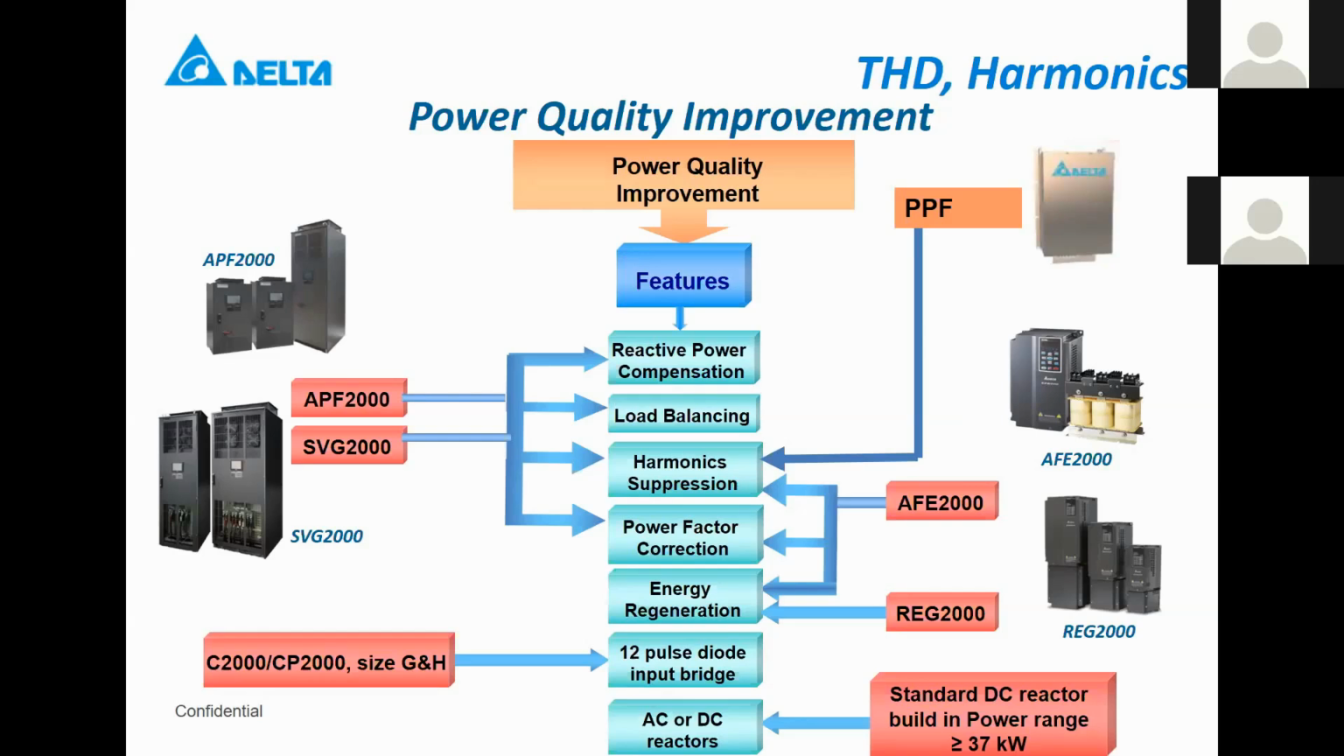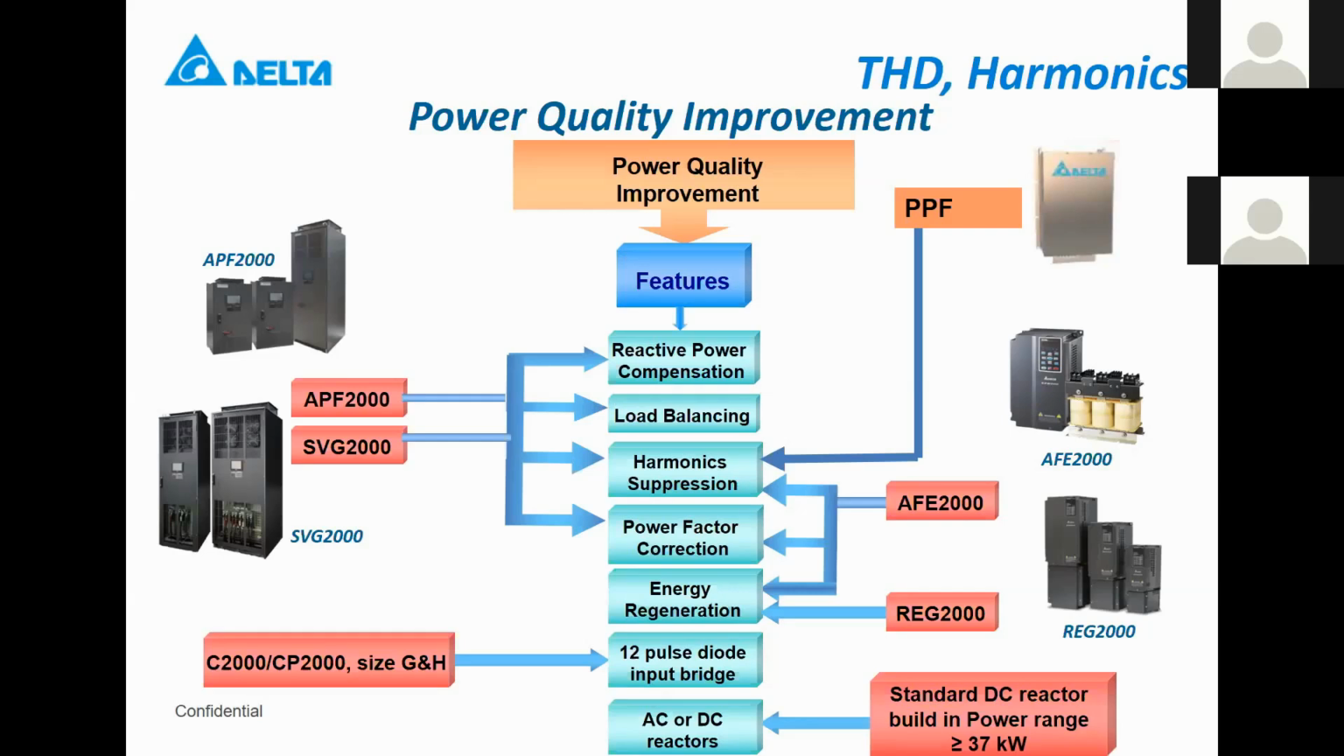The next one, the difference, the APF 2000 and SVG 2000, both compensate the reactive power, can be used for load balancing, can be used in unbalanced loads. It is for lowering the harmonic distortion and also compensates the correction for the power factor. There is a difference between the SVG and the APF.